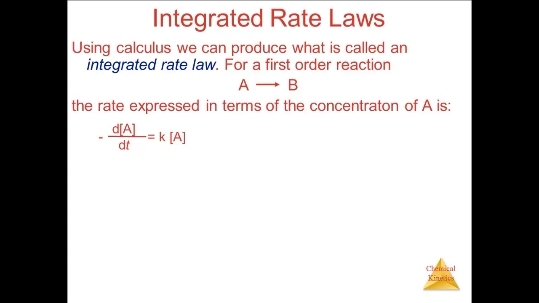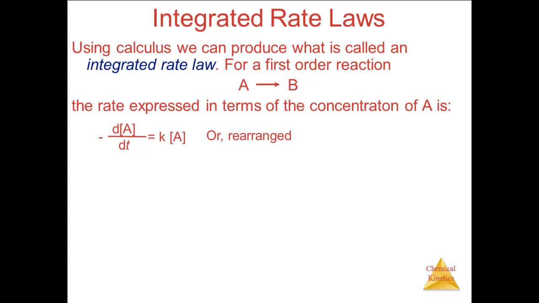We can express the rate law in terms of the reactant A in this way: minus the rate, the change in concentration of A over the change in time, equals K, the rate constant, times the concentration of A. This is the instantaneous rate, not the average rate. The lowercase d is used in calculus for the change instead of using the delta.